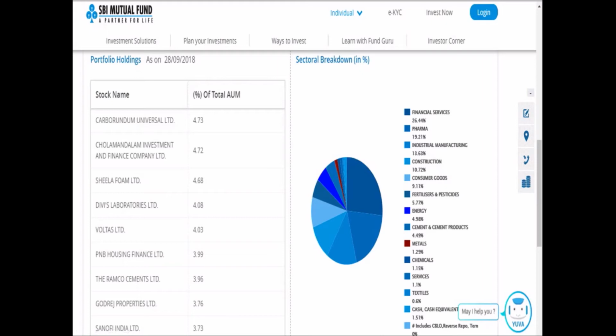Whichever mutual fund you choose, first what you have to do is visit the website, look at the fund, look at the portfolio holdings, look at the sectoral breakdown, and see whether you want to invest in those particular sectors. Only then you make the choice regarding the fund.